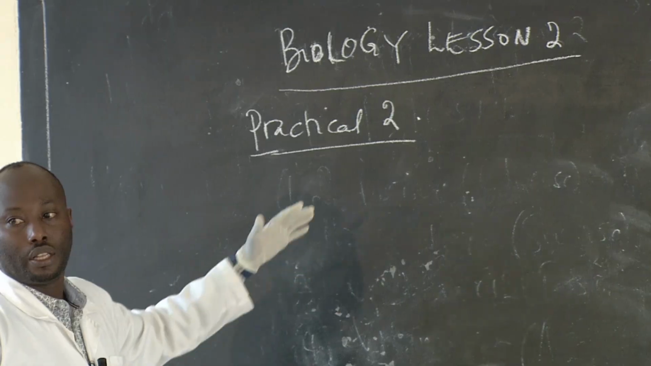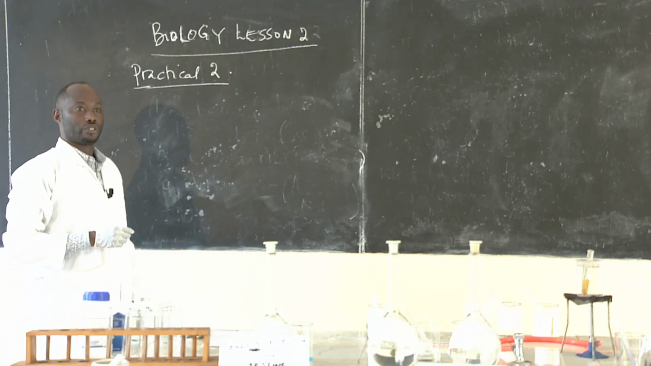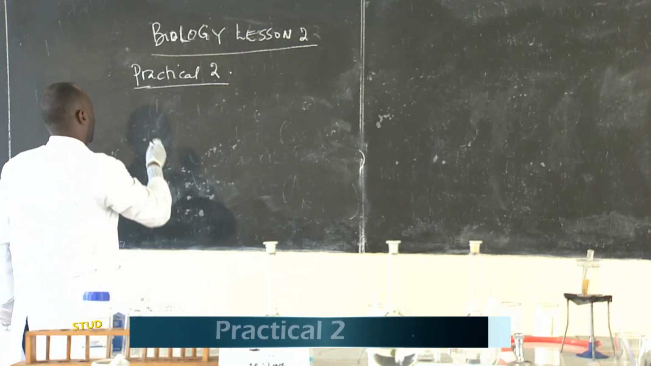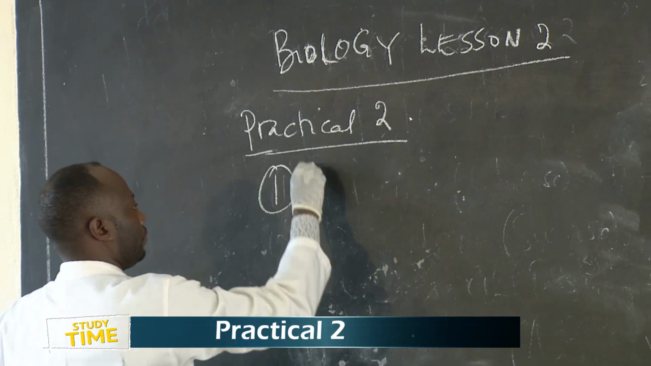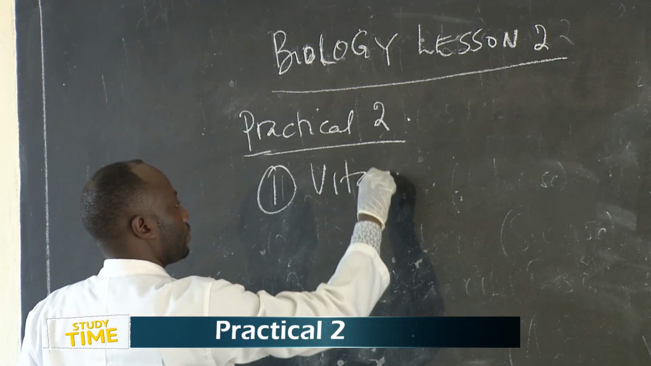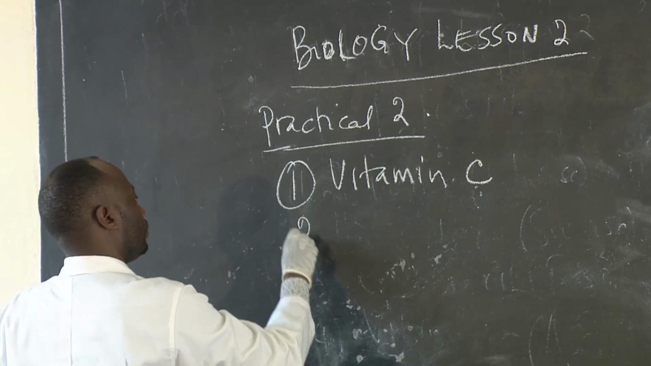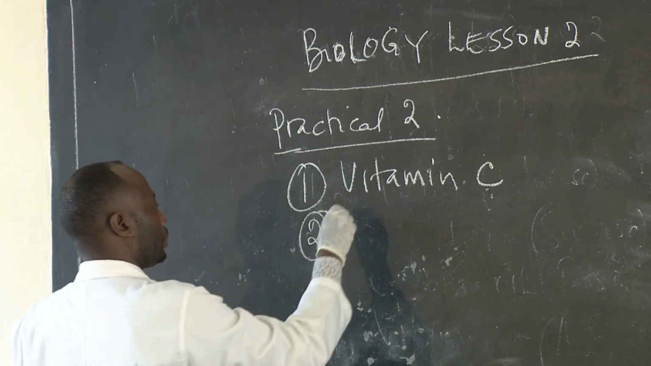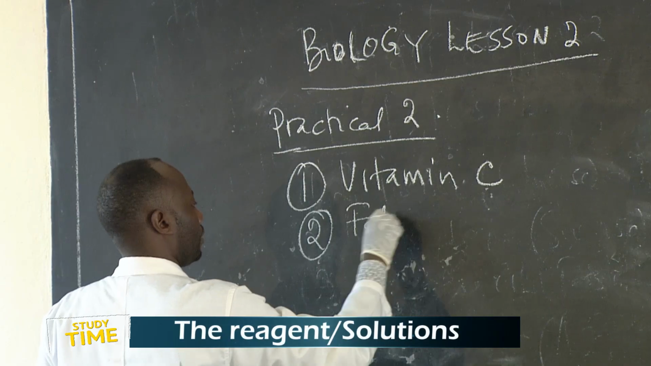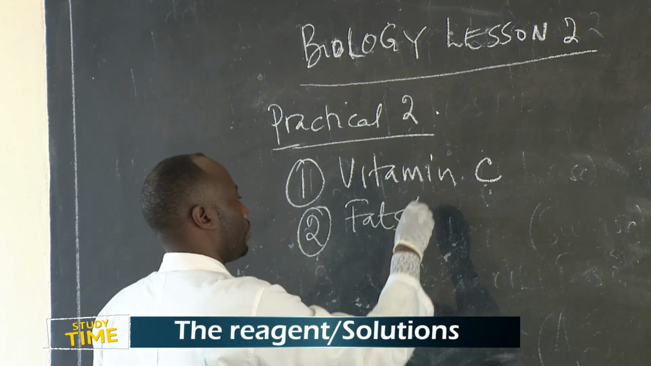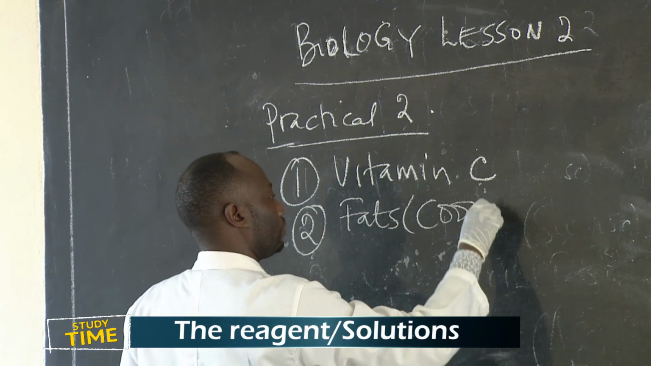So, these are the foods we're going to test today. Number one, we're going to test vitamin C. Number two, we're going to test fats. And in fats, we're going to use cooking oil.